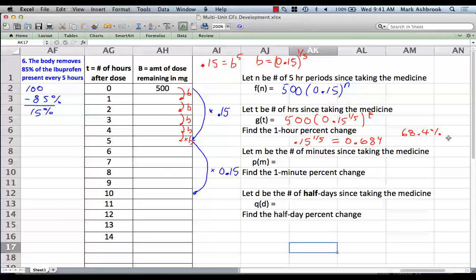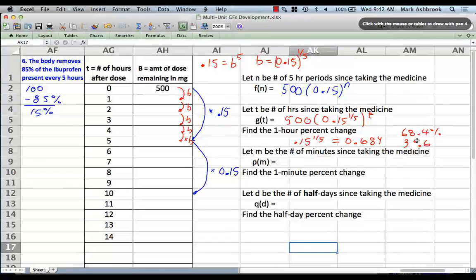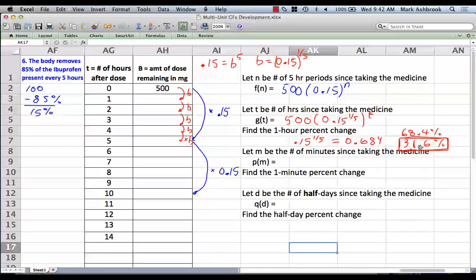Therefore, how much you lose every hour is, what did you get? 32.6. So the 1 hour percent change is 32.6. Always with decay, just always get the two percentages, and then the one that you're keeping every unit corresponds to your decay factor. And then the other one is the percent change, or the decrease.